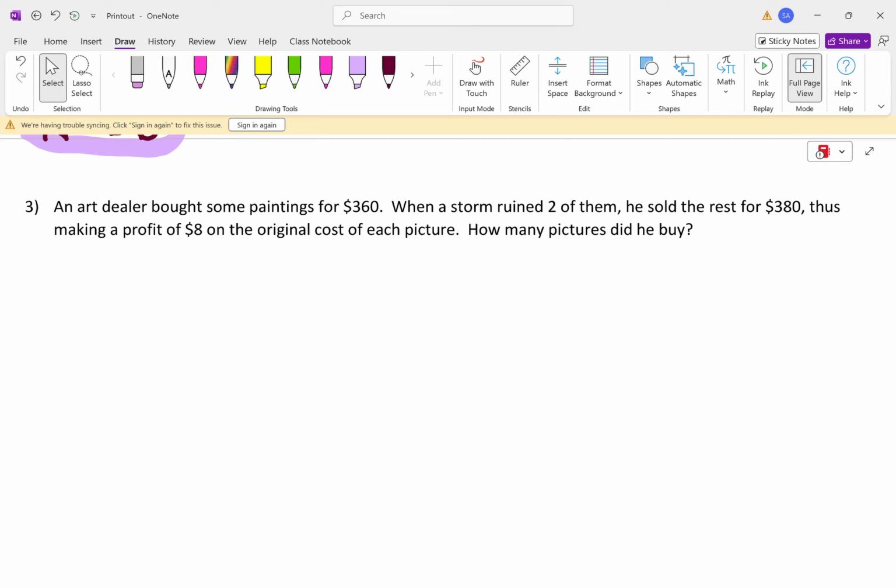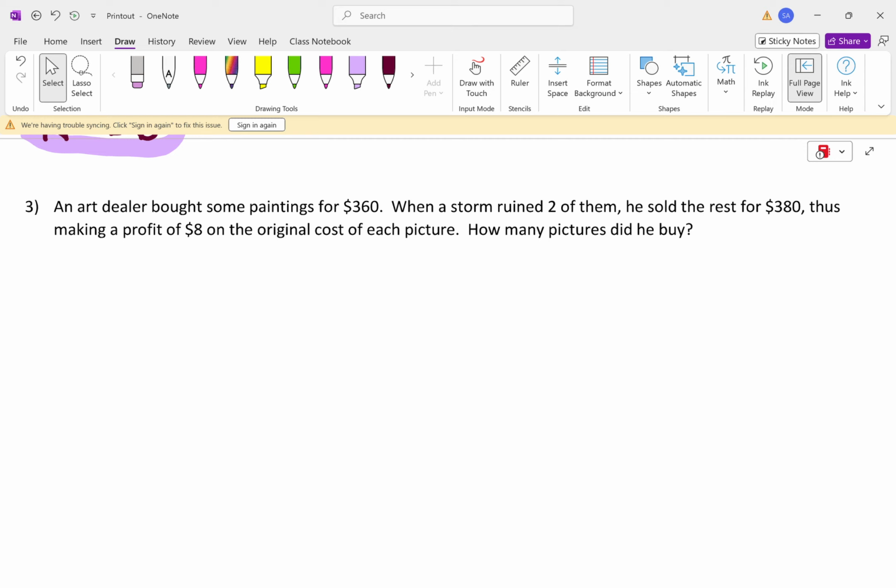An art dealer bought some paintings for $360. When a storm ruined 2 of them, he sold the rest for $380, thus making a profit of $8 on the original cost of each picture. How many pictures did he buy? It should be paintings, but it doesn't matter, you get the gist.